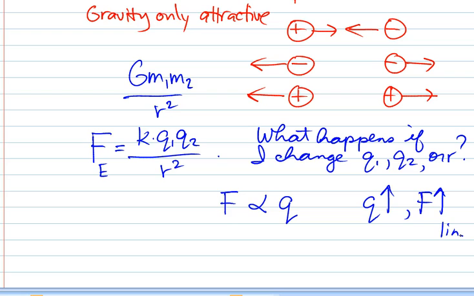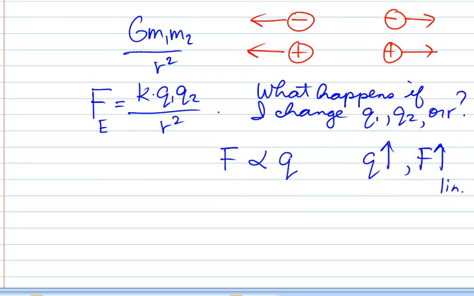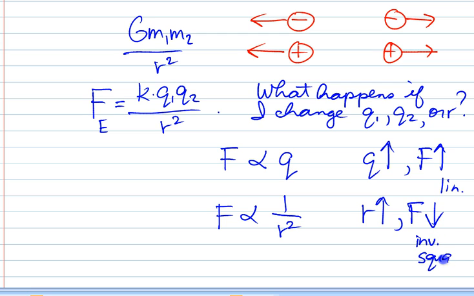But if you change both of the charges, then it's not linear. And also, force is proportional to 1 over r squared. So as r goes up, the force goes down. But remember, it's an inverse square. It would probably be better to say that this is just directly proportional.